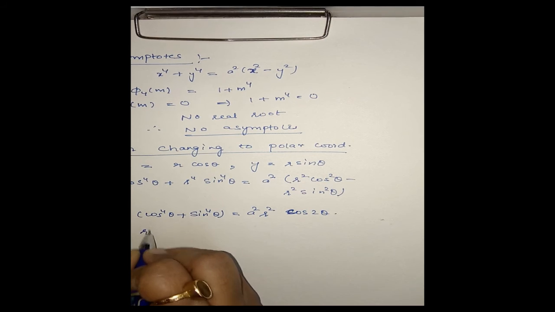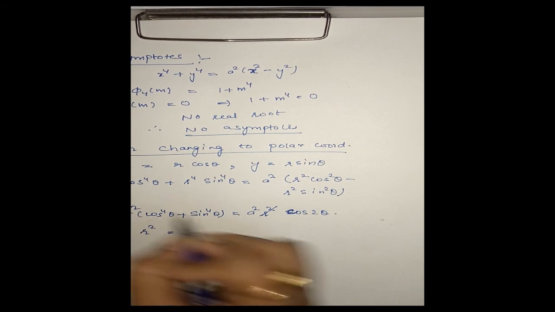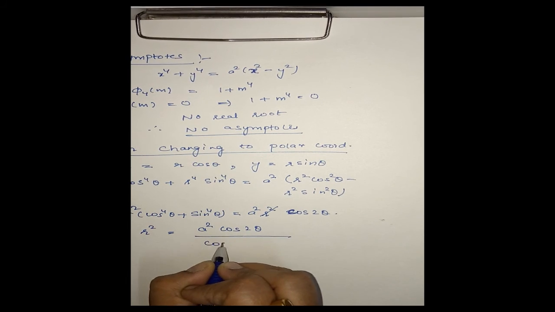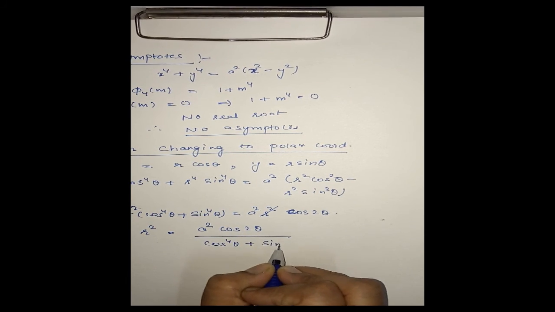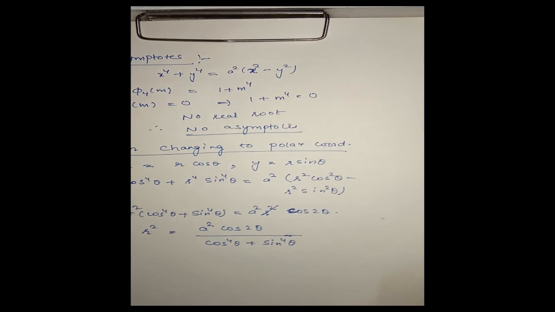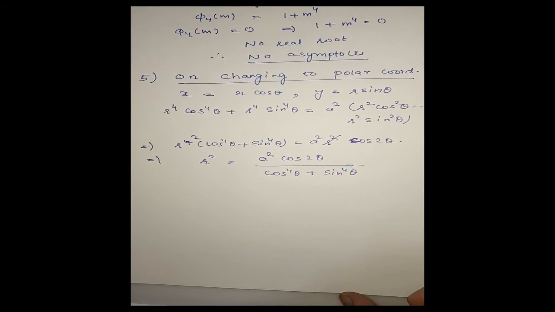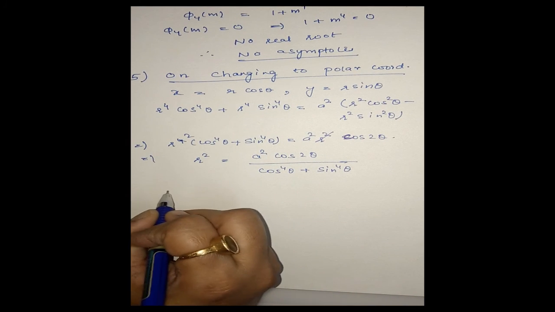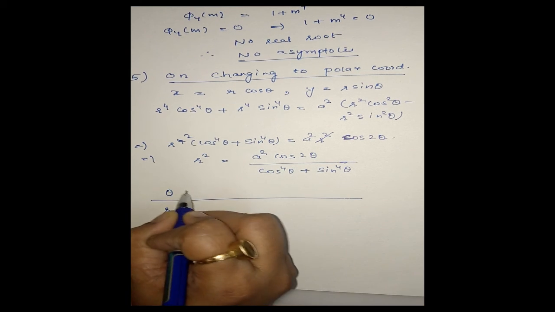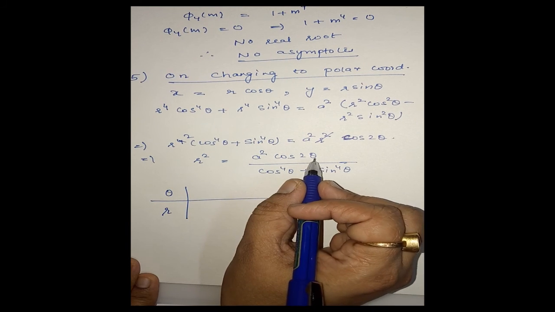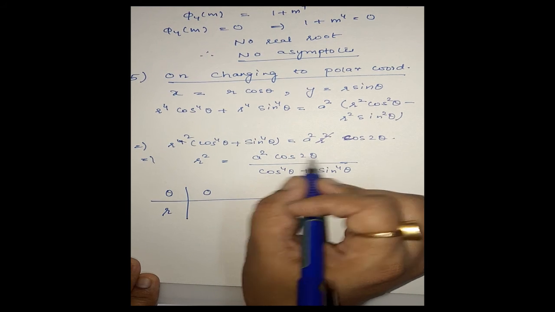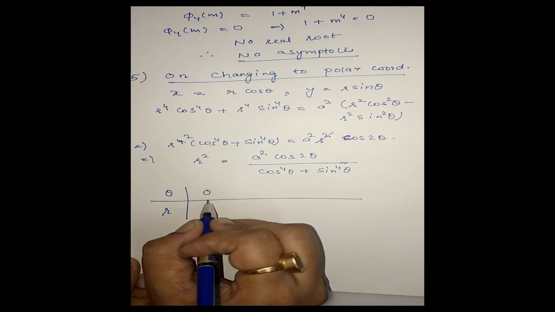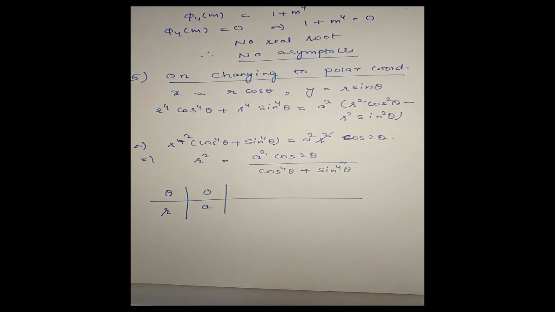Okay, that means r square is equal to a square cos 2 theta divided by cos 4 theta plus sin 4 theta. This is my r square. Now we will find the values of r corresponding to the values of theta. When I take theta to be 0, cos 0 is 1, so the numerator is a square, and sin 0 is 0, so the denominator is 1. That means r square is a square, or r is equal to a.